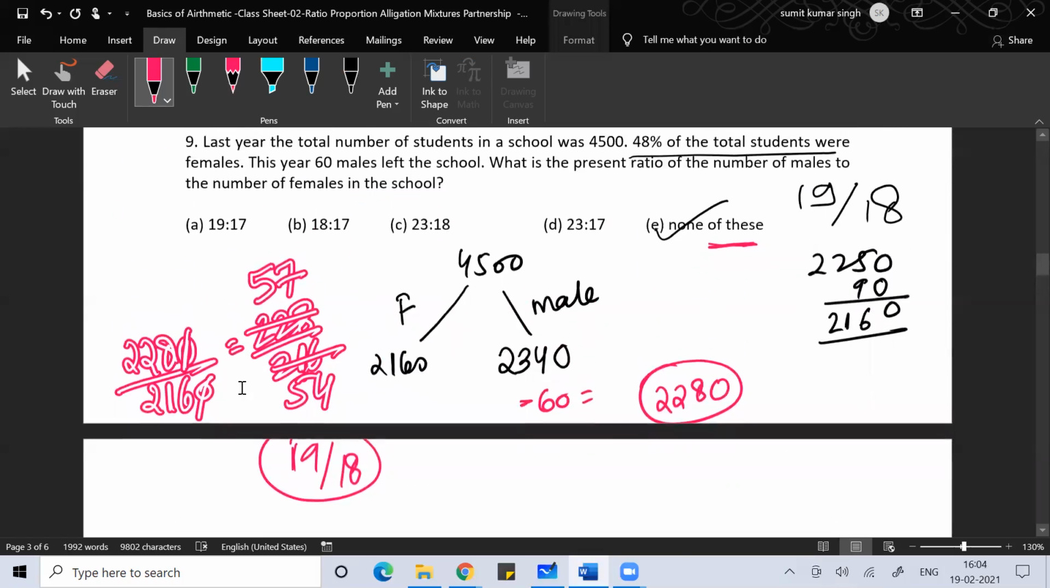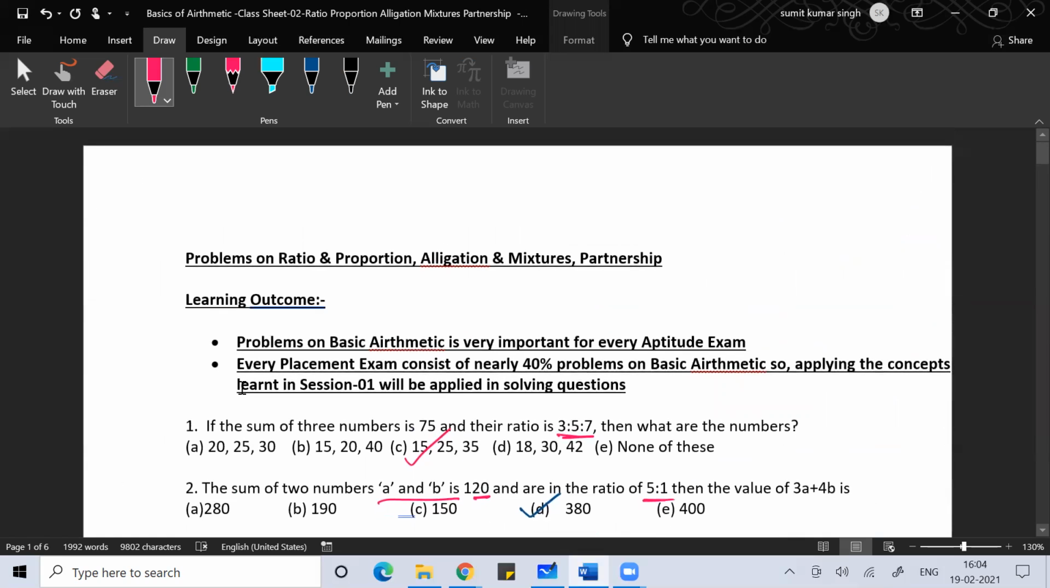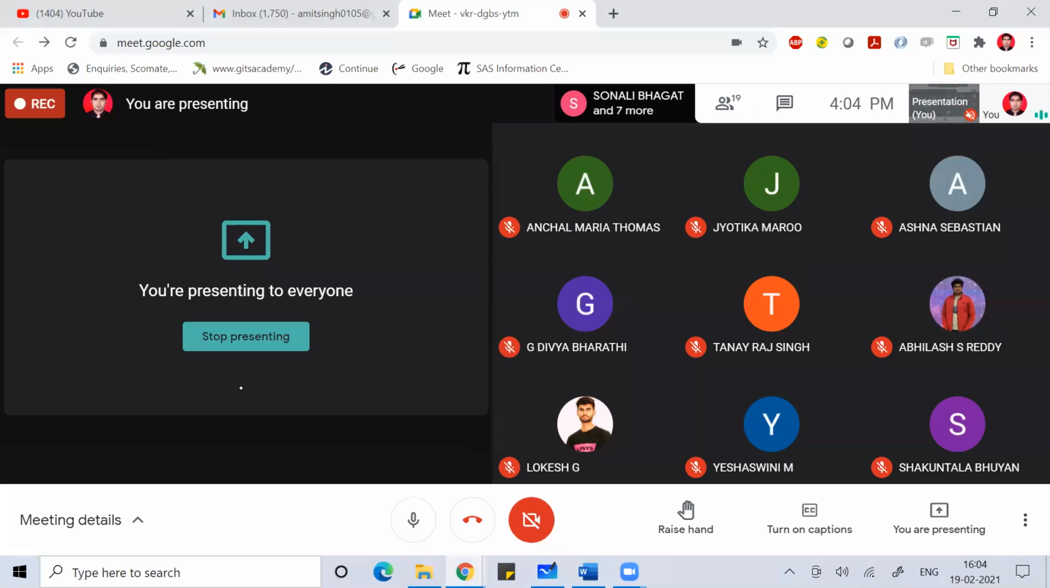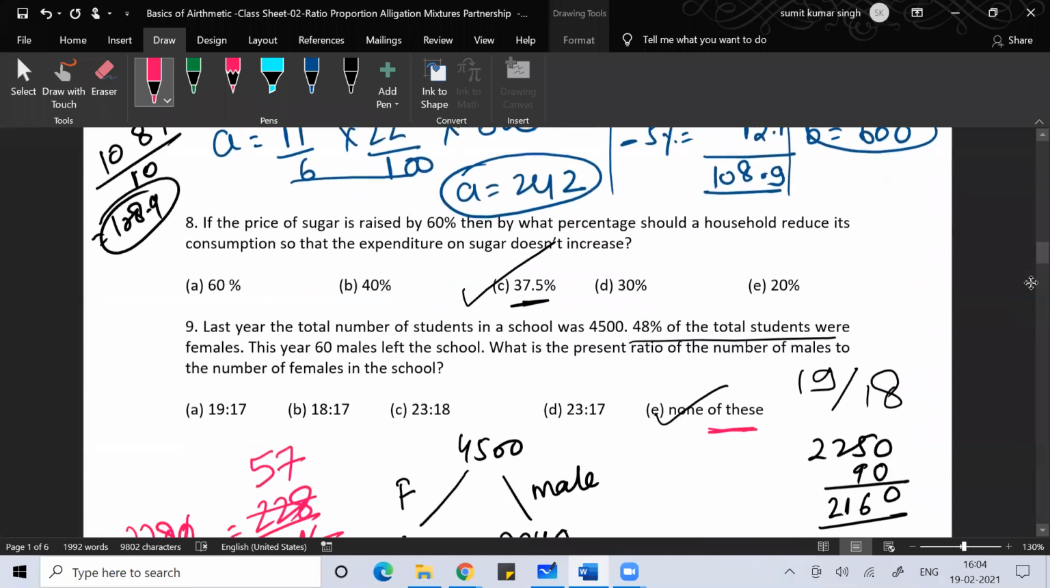Does anyone have any doubt? So till now we have done 9 questions. Any questions you want me to discuss or repeat? Any doubt, anyone? Achal, Jyotika, Ashna, Divya, Tanay, Abhilash, Lokesh, Yashaswini, Sakuntala. Anyone? Our level of questions is easy only. They are not at all difficult.